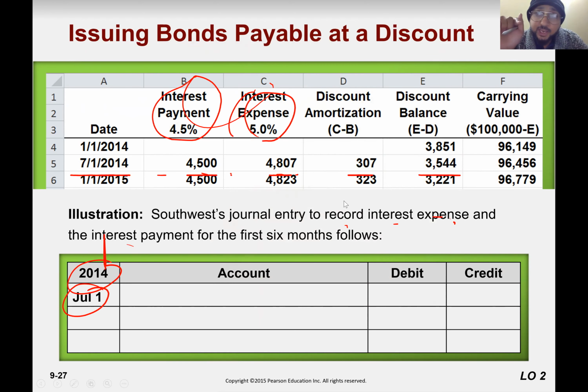So how much do you actually pay? You pay 4,500 or you pay 4,807? Kathleen, how much does the company pay in coupon interest? 4,500 or 4,807?